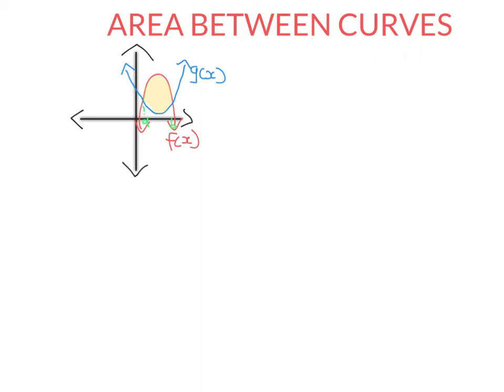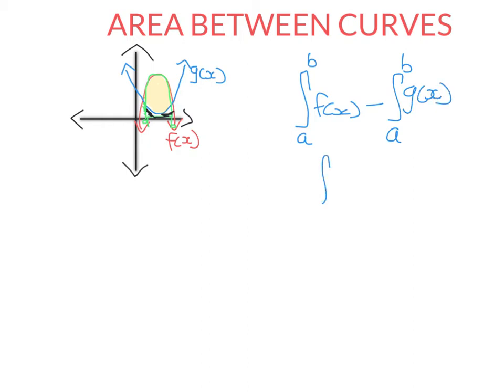I know that if I want to calculate this whole area here between the curve and the x-axis, that's just going to be the definite integral between a and b of f(x). Sorry, in case you can't read it, a is here and b is the point here. But then I need to subtract this area here, which in black is just the integral between a and b of g(x). So this gives us the formula for the area between two curves. It's just going to be f(x) minus g(x).